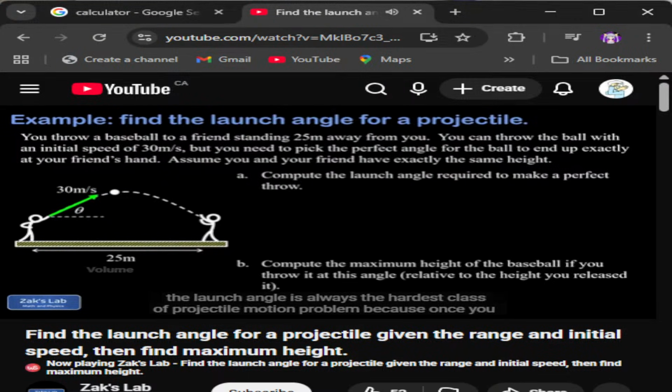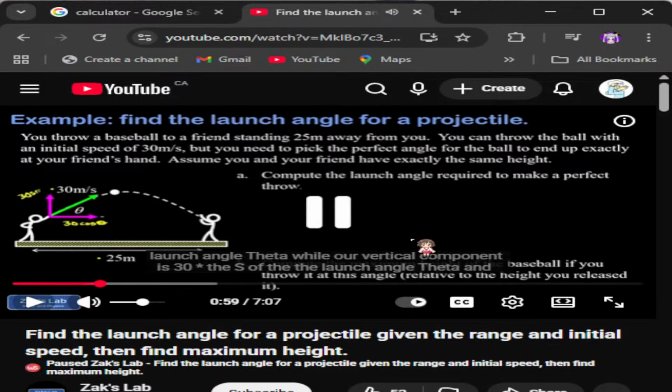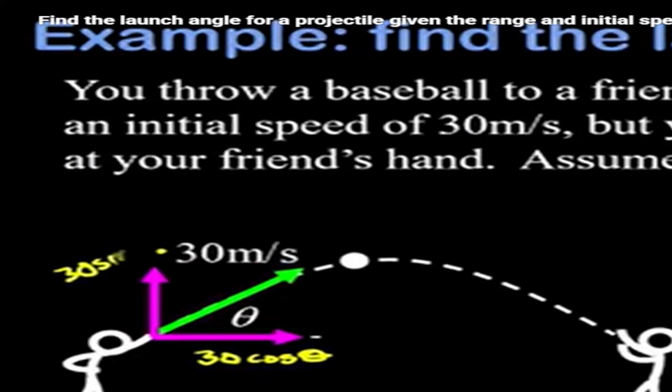Finding the launch angle is always the hardest class of projectile motion problem, because once you do the vertical and horizontal analysis of this flight, you're going to end up with two equations and two unknowns, and you have to find a way to use substitution to solve that system for the launch angle theta. But we're still going to start by expressing the components of the launch velocity, so our horizontal component is going to be 30 times the cosine of this unknown launch angle theta, while our vertical component is 30 times the sine of the launch angle theta.